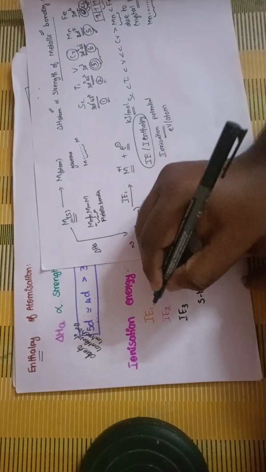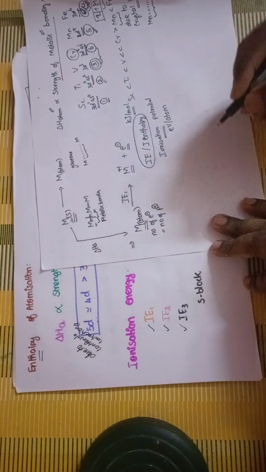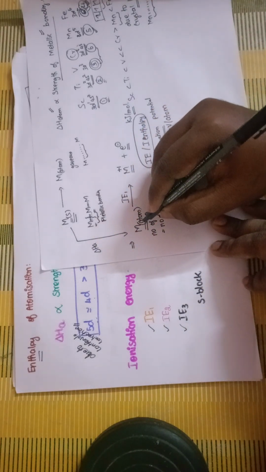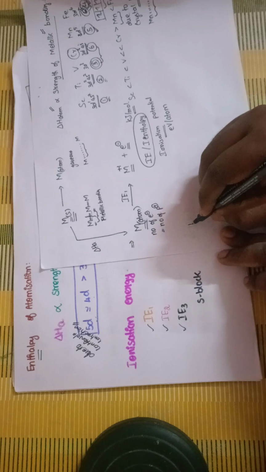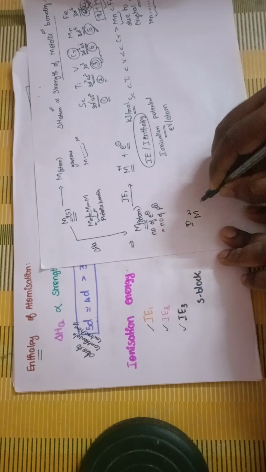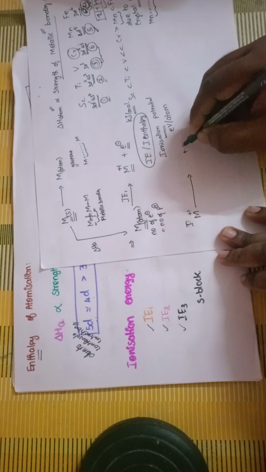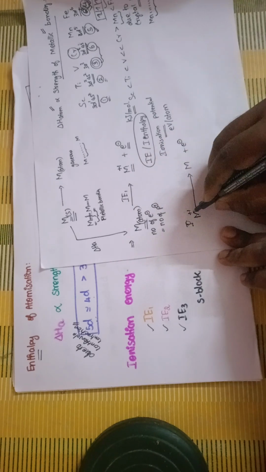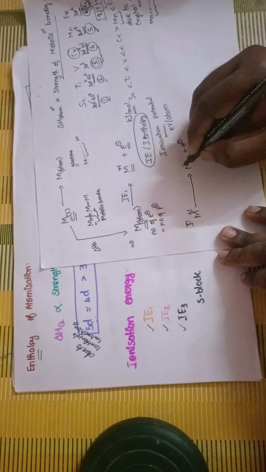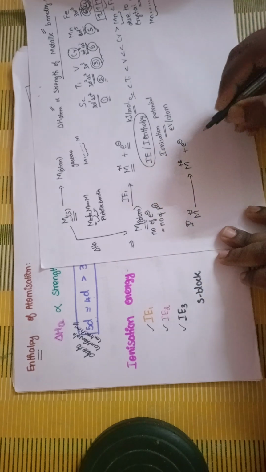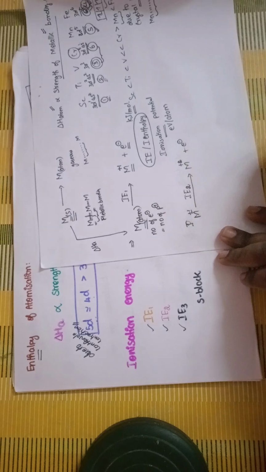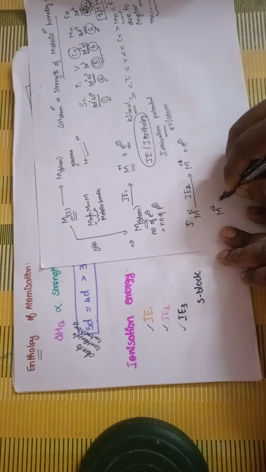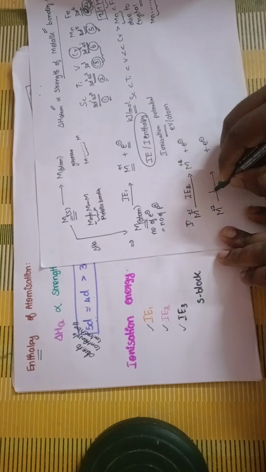So now we have IE1, IE2, IE3. IE1 means you are removing the electron from an isolated gaseous atom. For this, how much energy is required? IE2 means now you have a monopositive ion. From the monopositive ion, you are going to remove one more electron. So already it has 1 plus. Now we are removing one more electron, so along with 1 plus it will get one more plus. So it will be plus 2. For this, how much energy is supplied? That is IE2. From a dipositive ion, if you are removing one electron, how much energy is required for this? That is IE3.